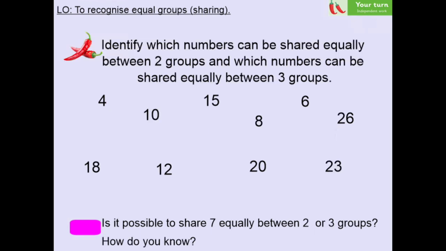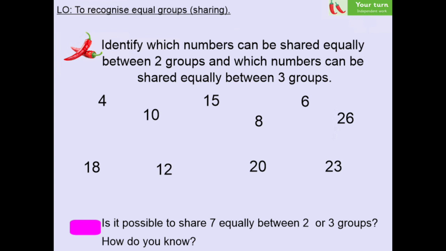Chilli Challenge 2, you have also got a list of numbers that I've given you. You're going to do a little bit of an investigation. You pick a number and you see if it can be shared equally between two groups, and then see if it can also be shared equally between three groups. There might be some numbers that can and some numbers that can't. You've also got a pink for think at the bottom. Is it possible to share 7 equally between 2 or 3 groups? See if you can explain how you know using a because.